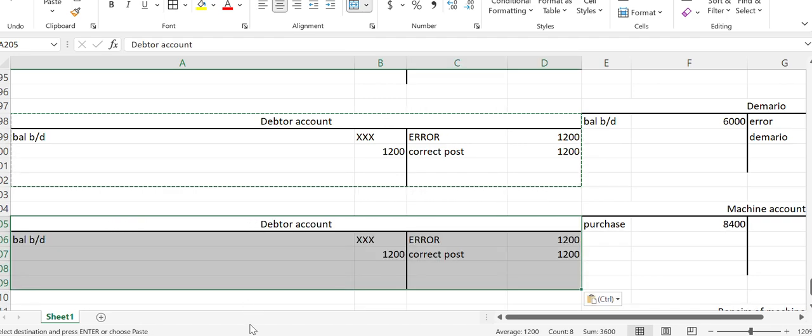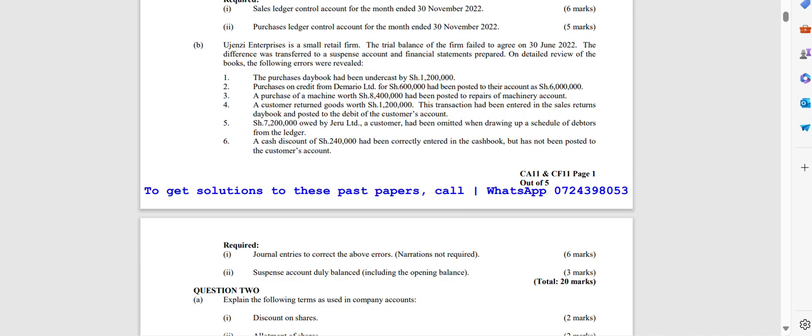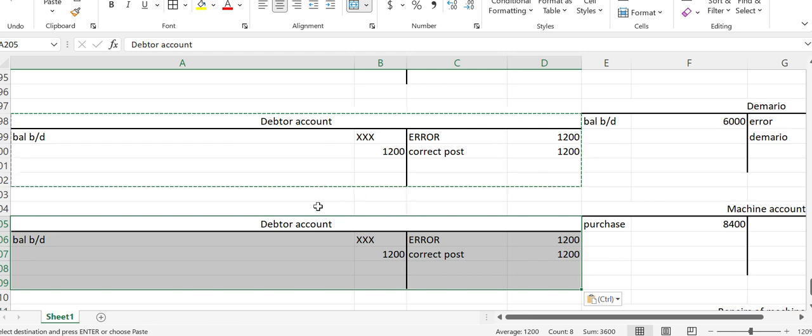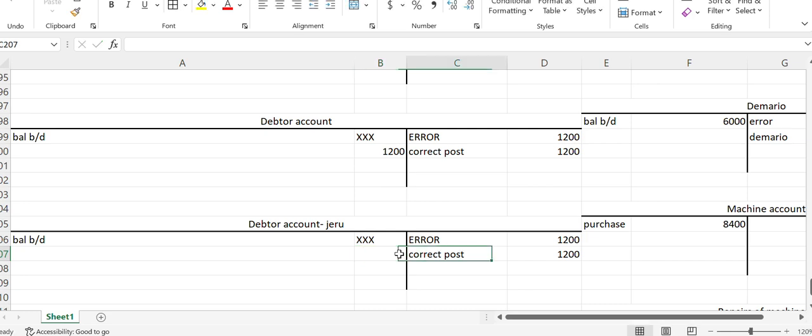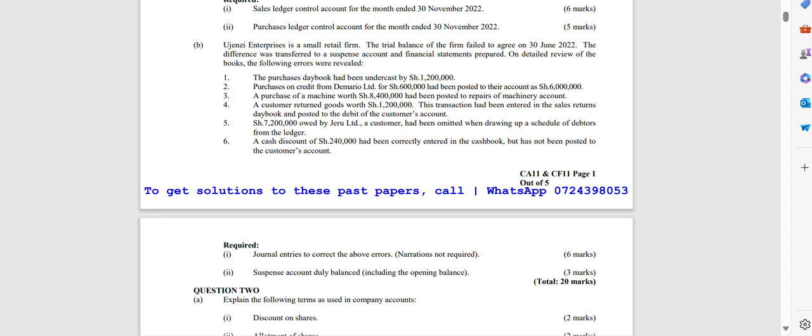So the data account. If you go back there, the customer name is Jeru. So, data by the name Jeru. We don't know the balance brought down, but what we know is that there was some omission. And this omission is not a total omission in both accounts. It was only an omission that happened to Jeru's account.